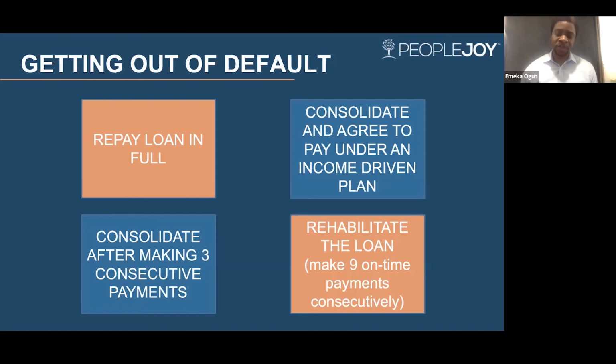So we typically recommend to our clients, if you're in default, let's try to get you into the rehabilitation program, because think of it as a get-out-of-jail-free card. In fact, you can only rehabilitate your loan once. So if you get into default, you can go through the rehabilitation program, but if you default again, that option is off the table. You only have one of the other 3 options available to you.